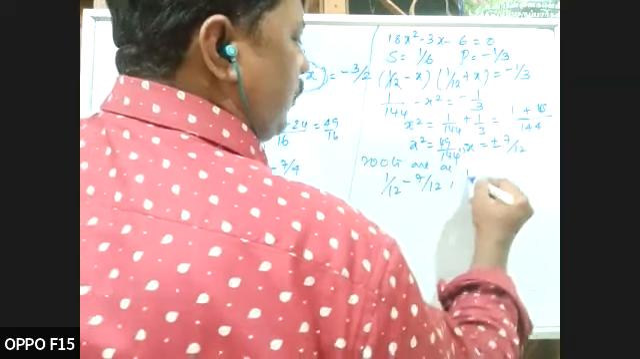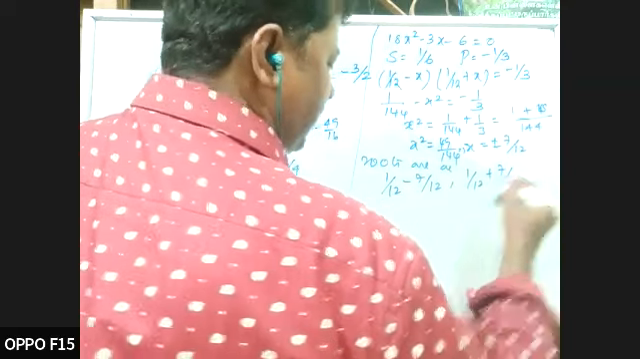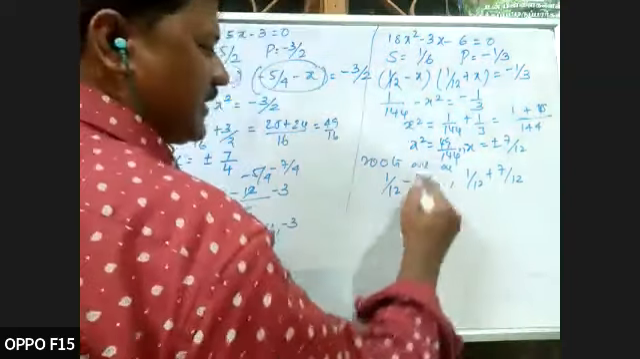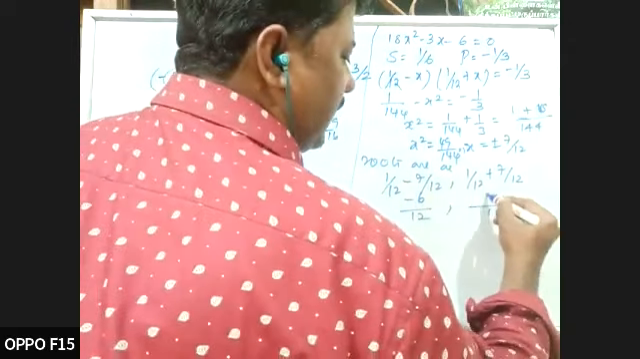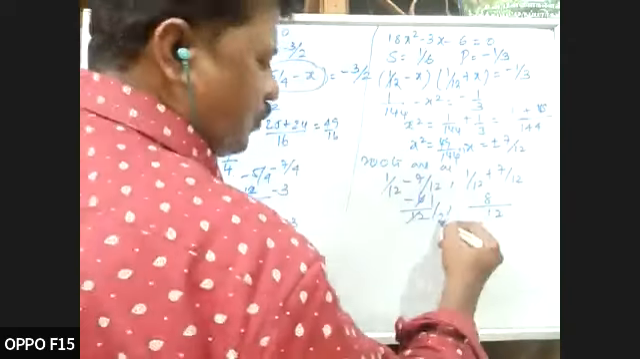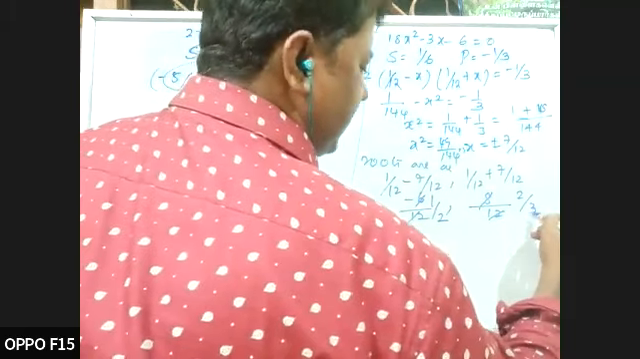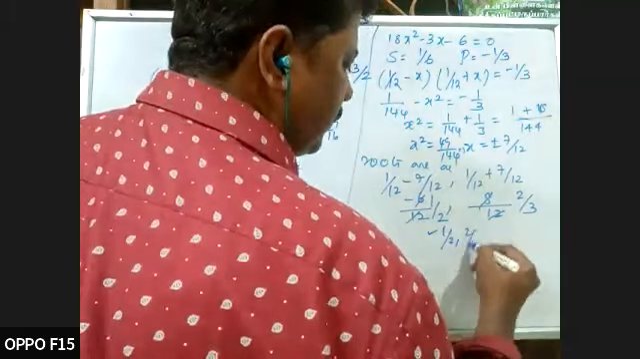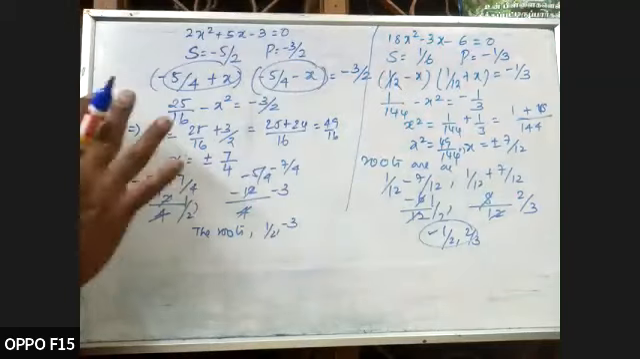and next 1 by 12 plus 7 by 12. Take LCM 12, so minus 6 divided by 12, and 8 divided by 12, which is equal to 1 by 2. Another root is 2 by 3. The roots are minus 1 by 2 and 2 by 3. See how easy it is. This is the very, very shortest trick.